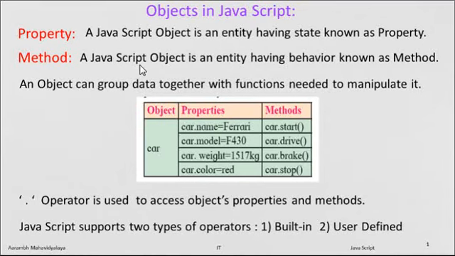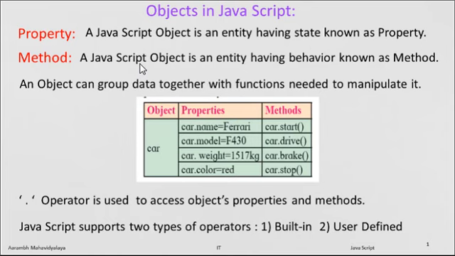Hello everyone. In the last lecture of JavaScript we studied the switch statement and the loops. Loops are for loop and while loop, and then we studied the break and continue statements. Today we are going to study objects in JavaScript.